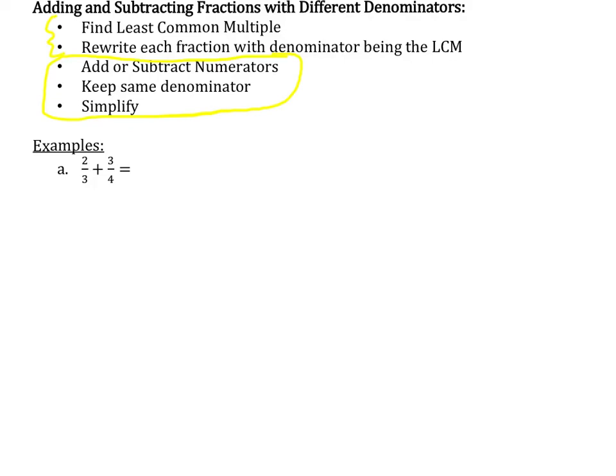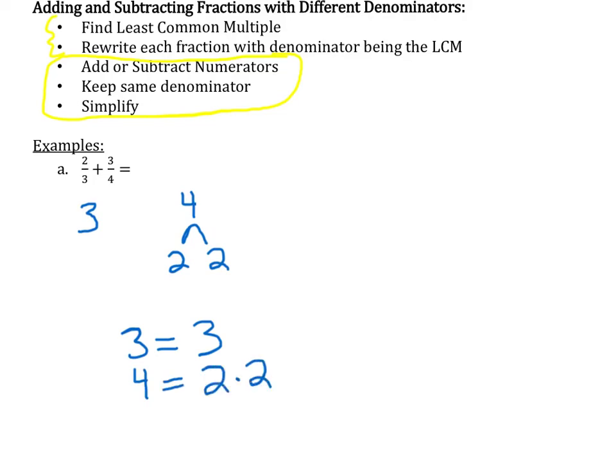Let's look at this example. And this is a fairly simple example. A lot of you probably can look at it and tell what the least common multiple of 3 and 4 is. But for those of you who might need a little guidance, let's look at it together. All right, for 3, well, 3 is a prime number, so 3 in its prime factorization is just going to be 3. All right, let's look at 4. Well, 4 can be written as 2 times 2. And so the prime factorization of 4 is 2 times 2.